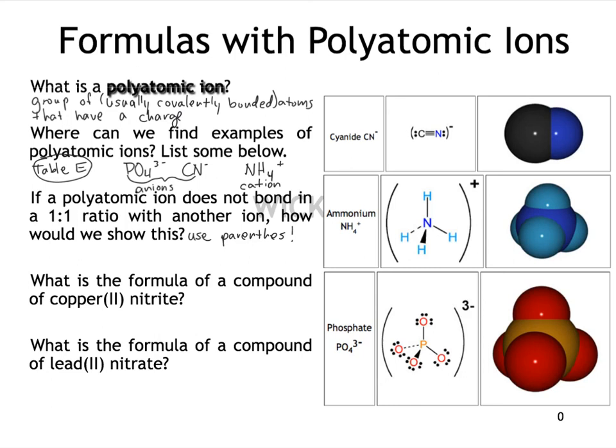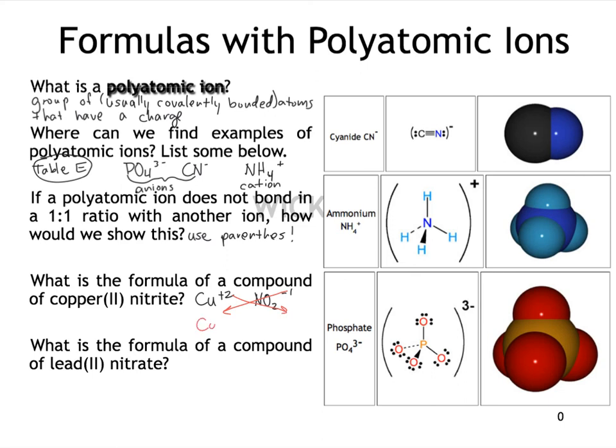Let's do a formula for a compound of copper 2 nitrite. So I wrote down my ion for copper 2, but I need to get the formula for nitrite. Let me check Table E to find out what it is. I did just check Table E and I found out that its formula is NO2 minus 1. When we want to find the formula for it, we'll need to cross the charges down to find subscripts.